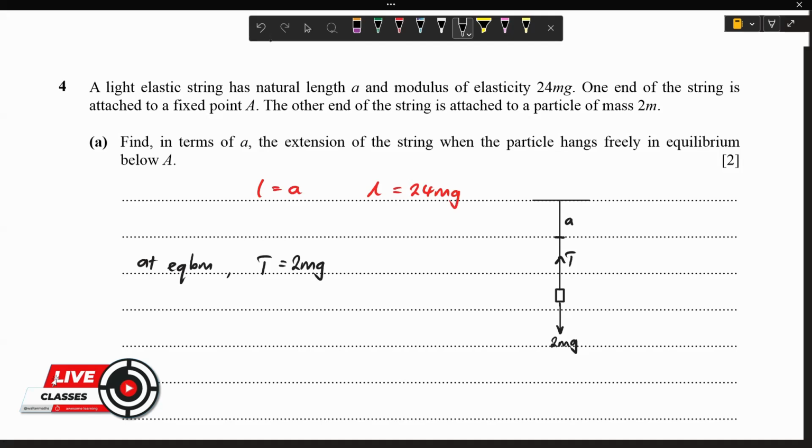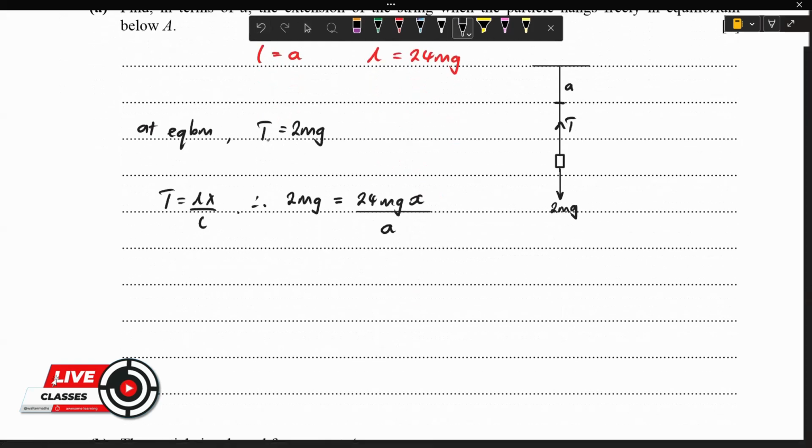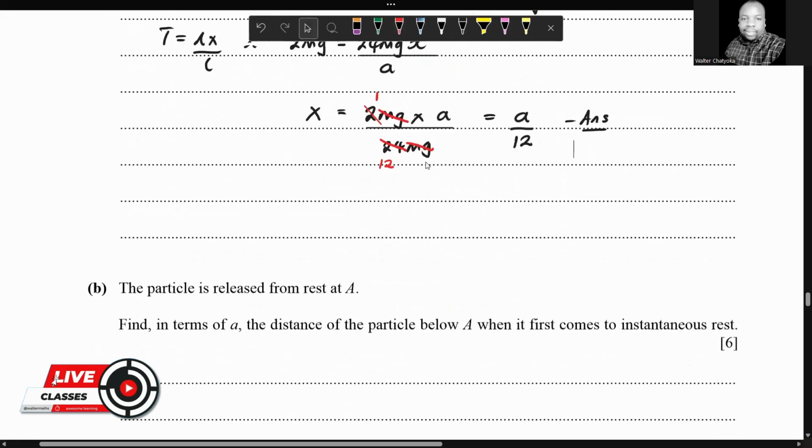And we also know that T is equal to lambda x over L. So therefore, we can say that 2mg, which is T, is equal to lambda, which is 24mg, times the extension x, and that's going to be over A, which is the natural length here. So to get the value of x, it is equal to 2mg times A over 24mg. Here mg goes into mg once, and 2 into 24 is 12 times. So the answer here comes out as A over 12. So that's the answer.